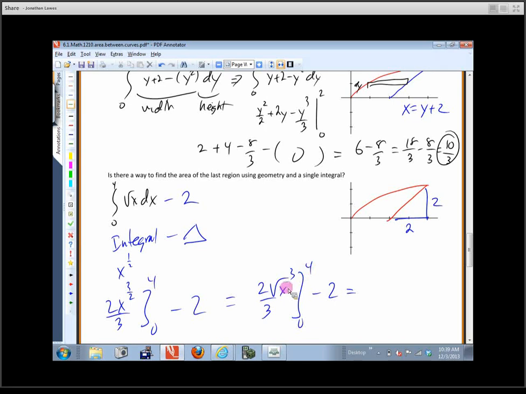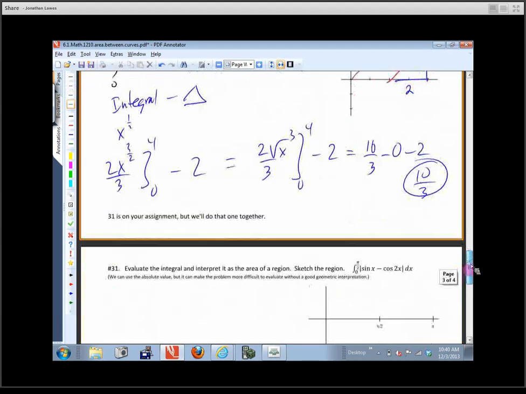Plug in a 4. Square root of 4 is 2, cubed is 8, times 2 is 16 thirds. Plug in a 0, 0 minus 2, and look at that, 16/3 minus 2 again, so that's going to be 16/3 minus 6/3. 10/3 will be our answer again. Okay? Any questions?